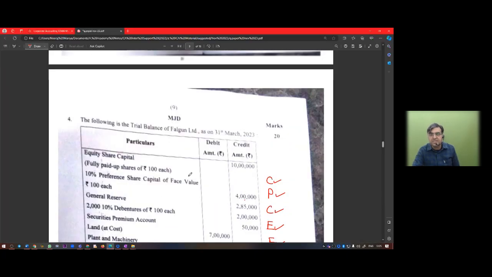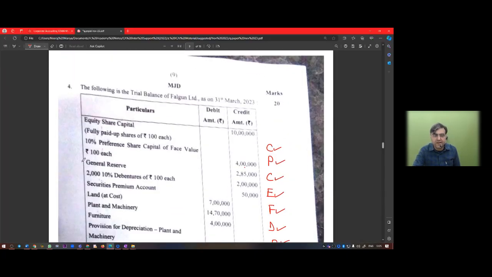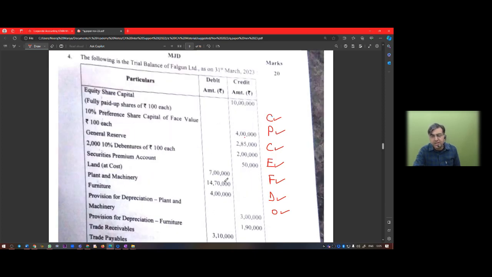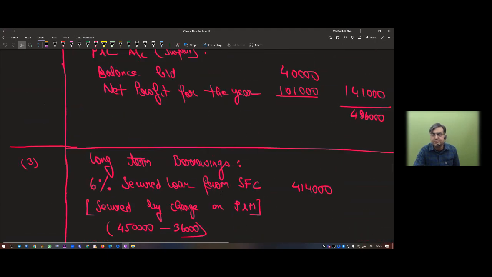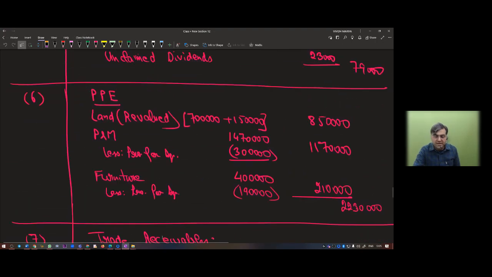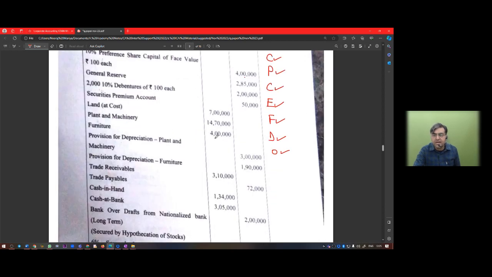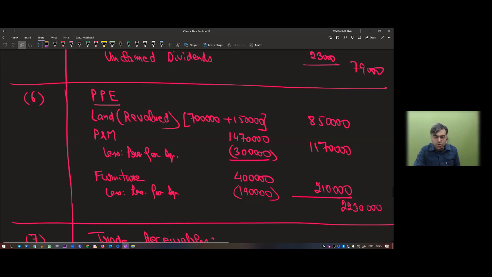Let's go. Now, initial capital 10 lakh, 10 lakh. Preferential capital 4 lakhs, 4 lakhs. No problem at all. General reserve 2,85,000. Yes, 2,85,000. Debentures 2 lakh. Okay. A securities premium 50,000. Okay. Land 7 lakhs is okay. Plant machinery 1470 minus provision 3. It is 1170. Let's check the figures. 1170. It's okay. Next is 4 lakhs minus 190, it's 210. Minus 210, okay.